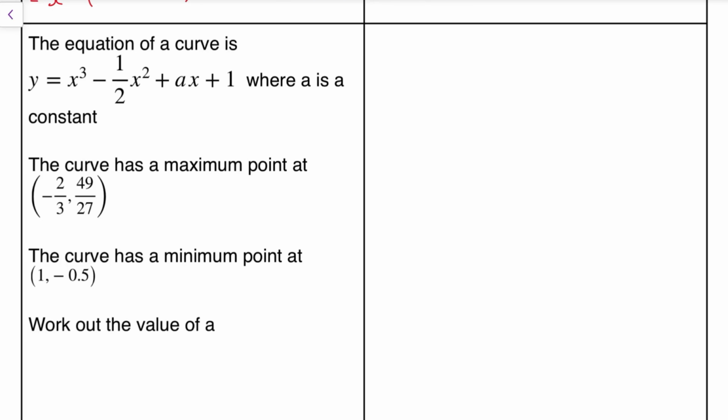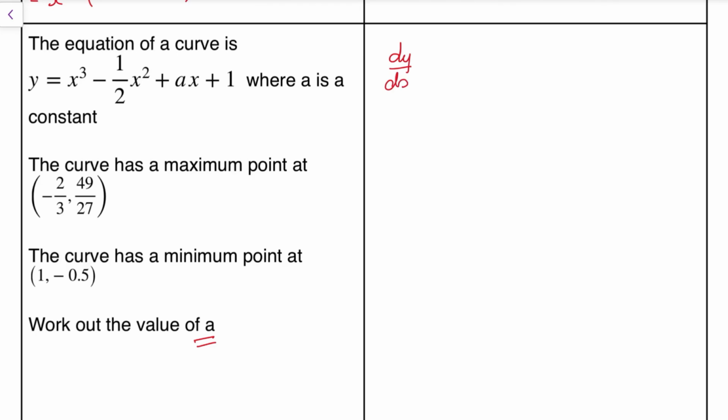Right, final question. The equation of a curve gives you an equation, tells you the maximum point and a minimum point, and I just work out the value of a. Okay, tell you why I'm pausing. I'm pausing because I don't know why I have 2 points. Surely I can just work out a using 1 point. All right, okay, maximum or minimum.